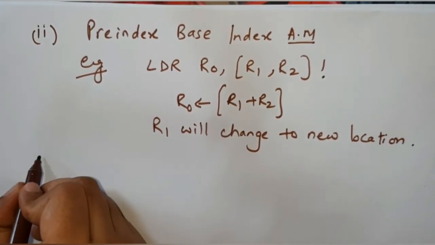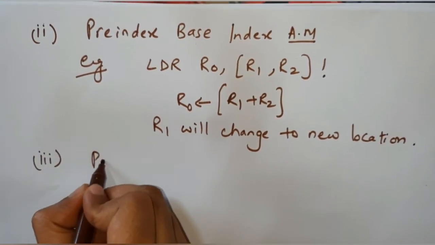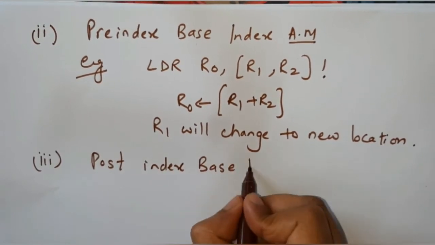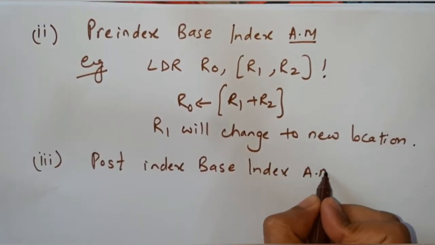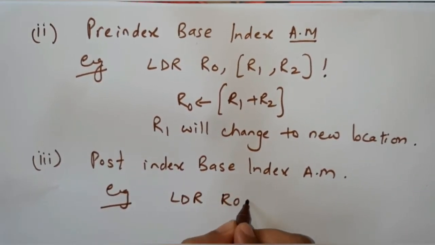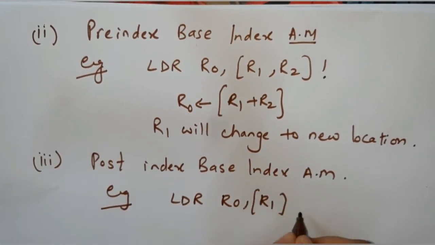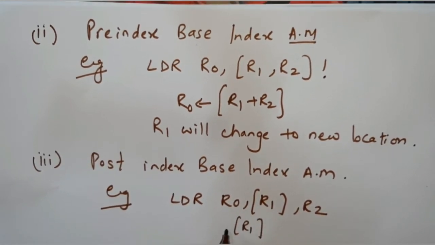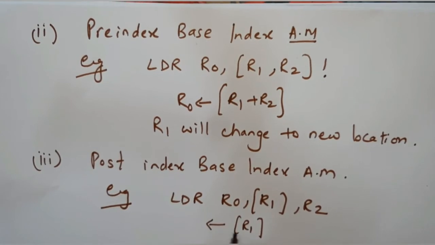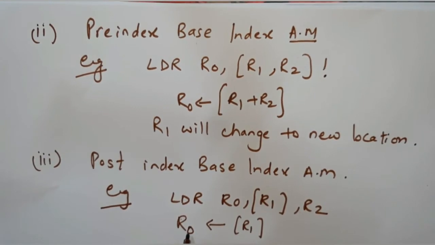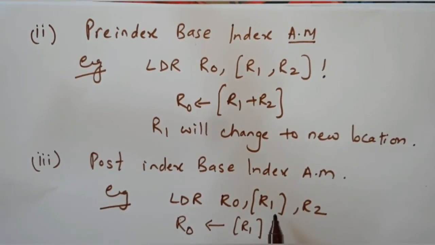So the third mode is post-indexing mode. Example: in this case, the content of the memory location given by register R1 will be moved to the register R0. After this action, R1 will be changed to the new location given by the register R2.